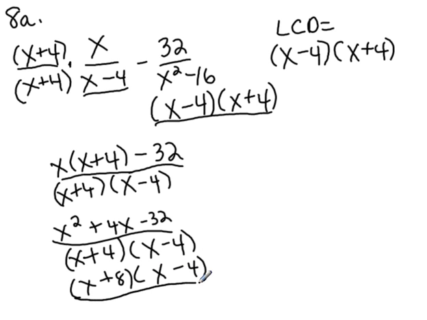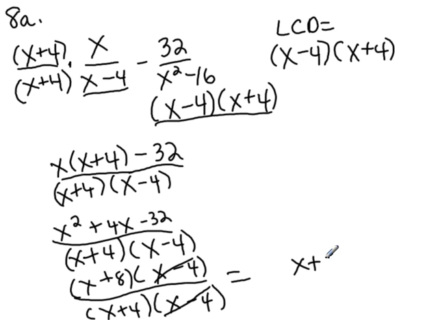and then over my common denominator of x plus 4 times x minus 4. And now, looking at this new fraction, in the numerator and denominator, both I have an x minus 4. So I can cancel those out, and my final answer becomes x plus 8 over x plus 4.